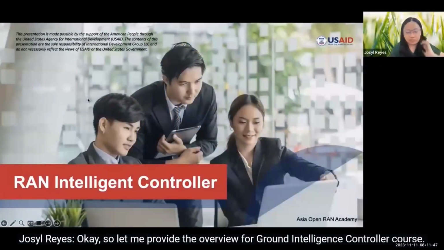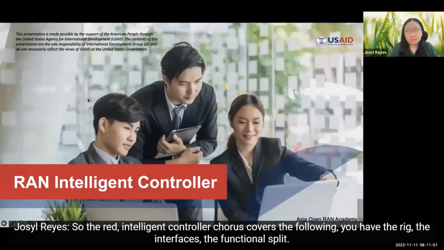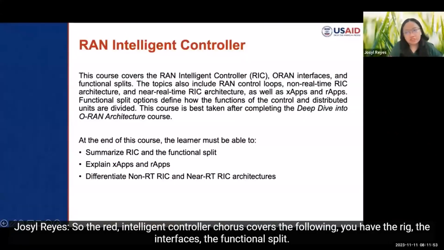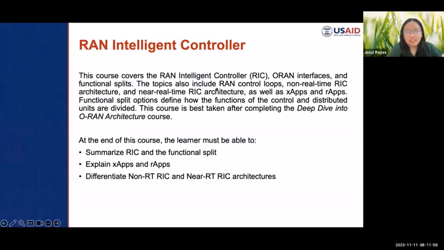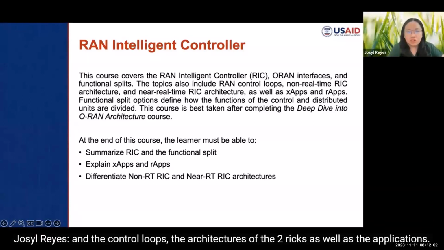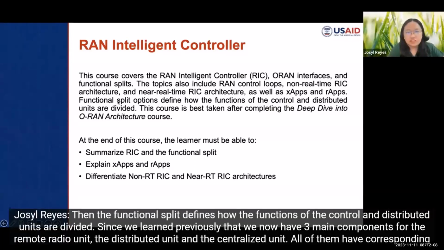Okay, so let me provide the overview for the RAN Intelligent Controller course. The RAN Intelligent Controller course covers the following: the RIC, the interfaces, the functional split, and the control loops, the architectures of the two RICs, as well as the applications. Then the functional split defines how the functions of the control and distributed units are divided.